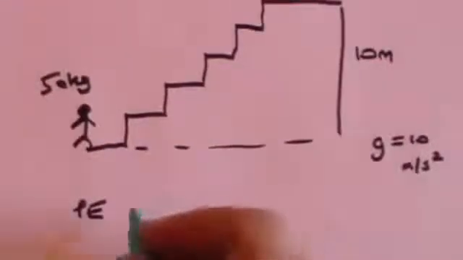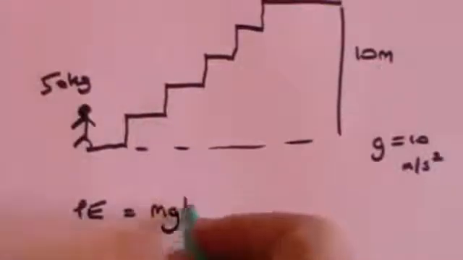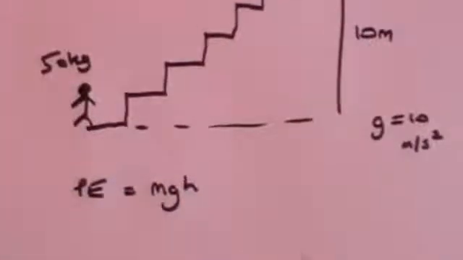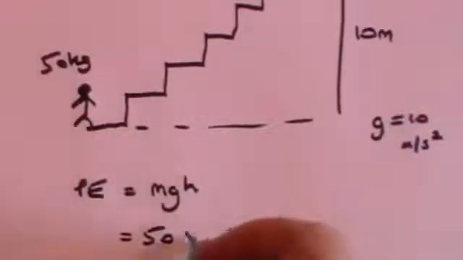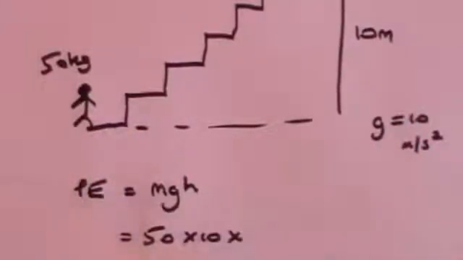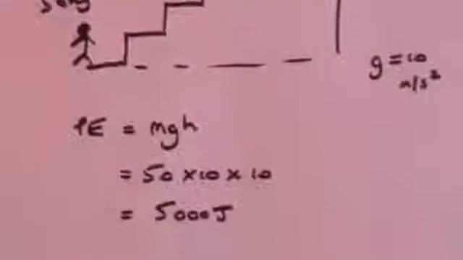So potential energy is going to be mgh, and that is going to be equal, my mass is 50 kilograms, g, I've been told, is 10, and h is 10. And that's going to equal 5,000 joules. So my potential energy when I reach the top of the stairs is 5,000 joules.